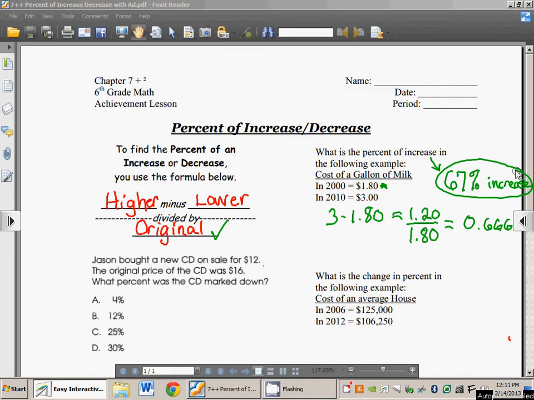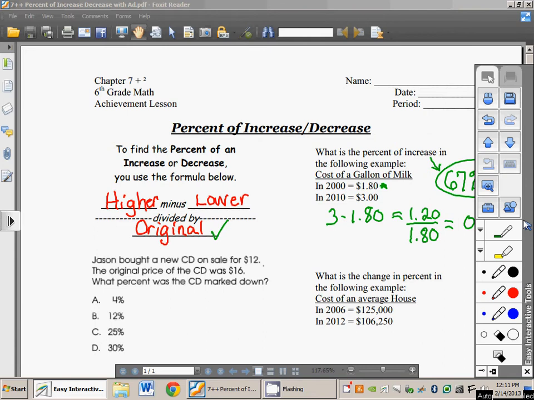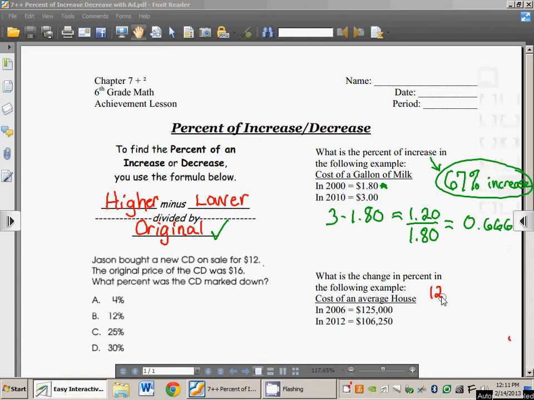Housing prices, however, you may remember have dropped with the recession. The percent of the average cost of a house we could find the same way. What's the high price of the homes? What is it, Ryan? 125,000. Good. What's the low price? 106,250. Good, so let's subtract those.